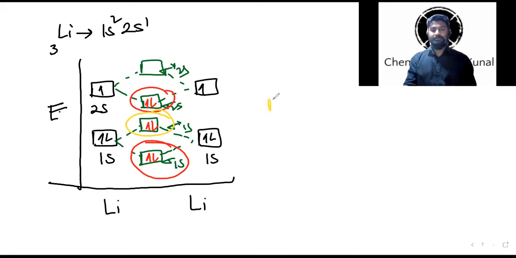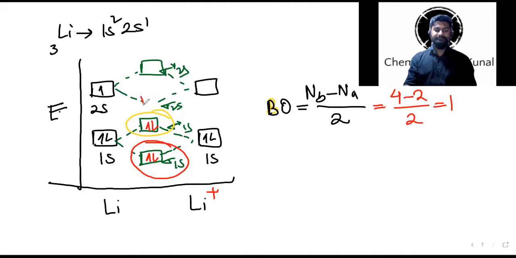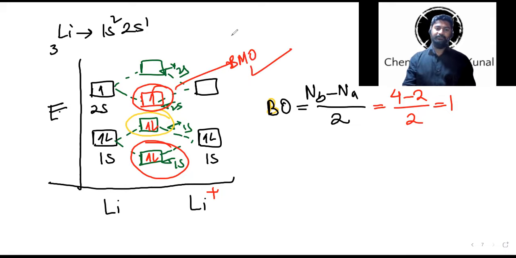So what would be the bond order? Bond order will clearly be Nb minus Na by 2. The ones in red are the bonding electrons. So that will be 4 and this will be 2. So 4 minus 2 by 2, 1. So bond order is 1. Now how about lithium plus 1? If you want to do lithium plus 1, just remove one electron. Make this empty. So you just have one electron here, one electron present in BMO.